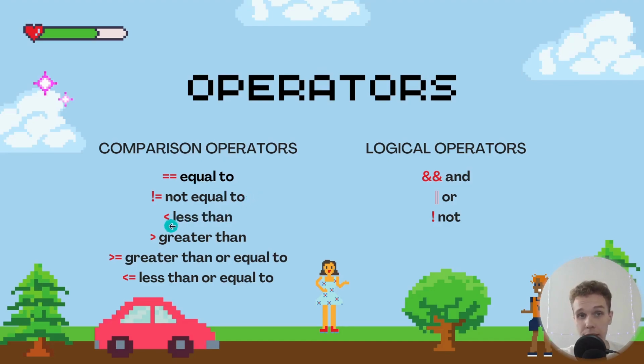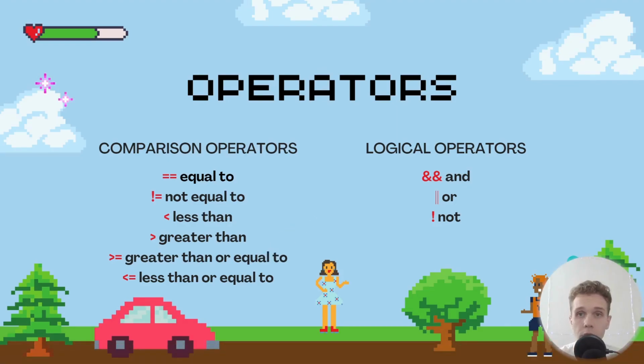We have less than, greater than, and greater than or equal to. For example, if our variable age is more than or equal to 18, in this case, we include those who are also 18 years old.